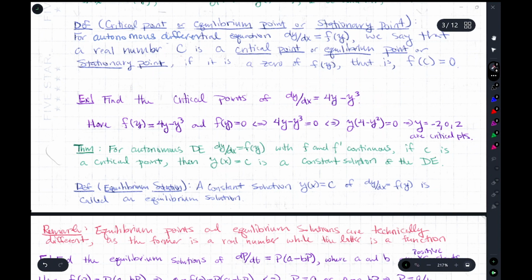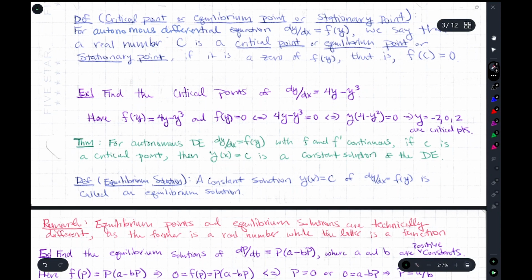We have f(y) equal to 4y minus y cubed. To find the critical points, we just set that expression equal to 0, factor out a y, and we get these three possible solutions: y equal to negative 2, 0, and 2. And these are critical points of the function f(y).